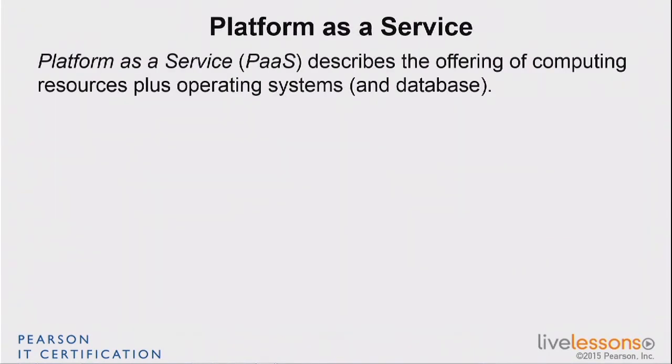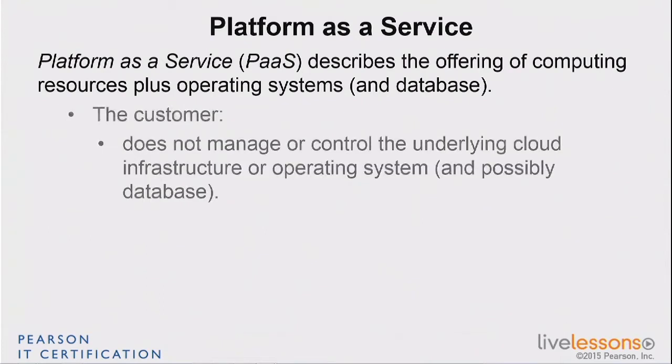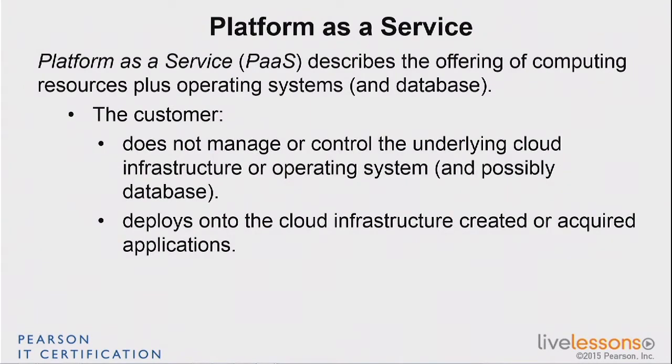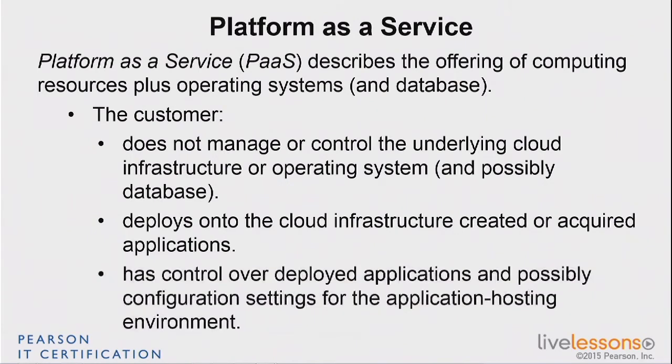Platform as a service, PaaS, describes the offering of computing resources plus an operating system and sometimes a database. So the customer does not manage or control the underlying cloud infrastructure or the operating system. That's important because operating systems need to continually be updated and patched. That's not under the control of the customer, that is under control of the service provider. Sometimes the database also is going to be under control of the service provider. The customer deploys onto the cloud infrastructure their own created or acquired applications. So the customer does control the application settings and the application security. And the customer has control over those deployed applications and possibly configuration settings for the application hosting environment. So if there's an underlying environment, perhaps there's a web server that you're deploying your web site on, you may have control of some of the web server options as well.